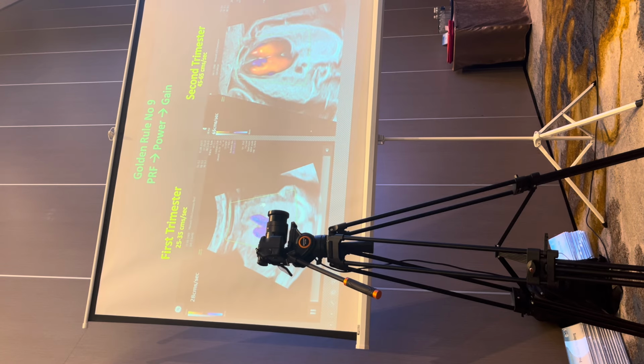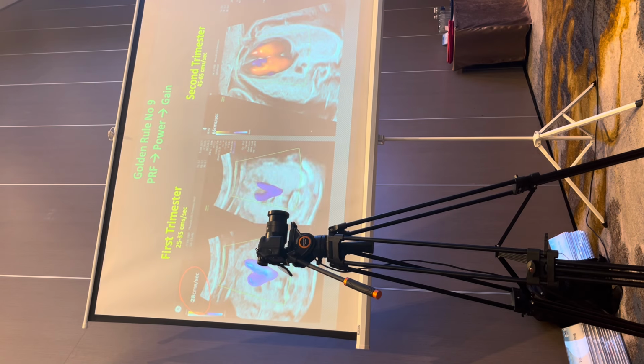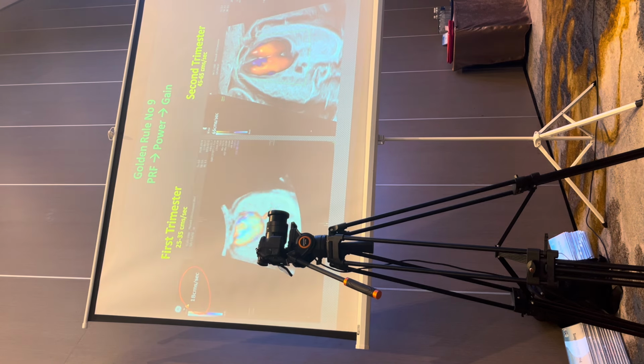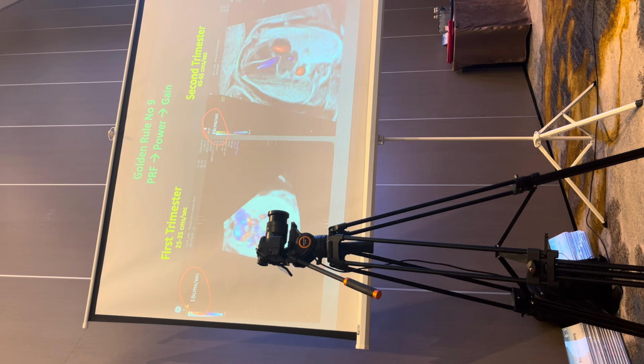So this is a baby who I'm scanning in the 1st trimester of pregnancy, and my PRF is at 28 centimeters a second. I will reduce my acoustic output, my power output, in many babies in the 1st trimester. In this case, in a baby in the 2nd trimester of pregnancy, I will set my PRF at 65 centimeters a second, and I will get adequate fill.